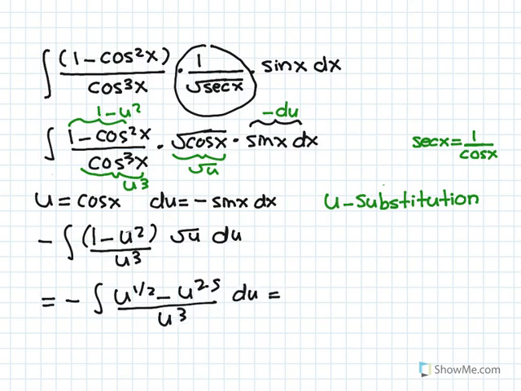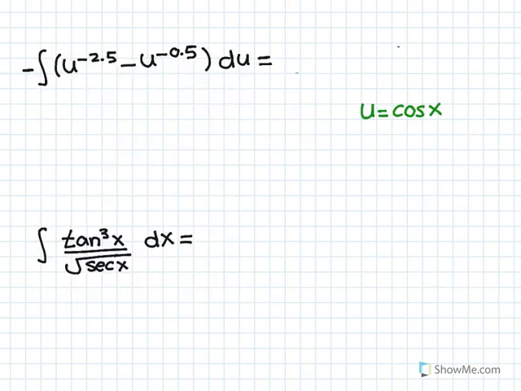Now let's split off the fractions, and we get minus the integral of u to the 1/2 divided by u cubed. That's 1/2 minus 3. They've got the same base, so we get u to the minus 2.5, minus u to the 2.5 divided by u cubed. That gives us u to the minus 0.5, integrated with respect to u. So what we have is the integral of u to the negative 2.5 minus u to the negative 0.5 with respect to u. We're going to reverse the power rule.